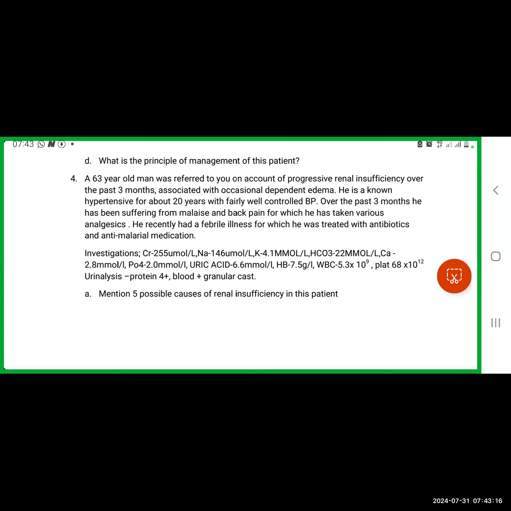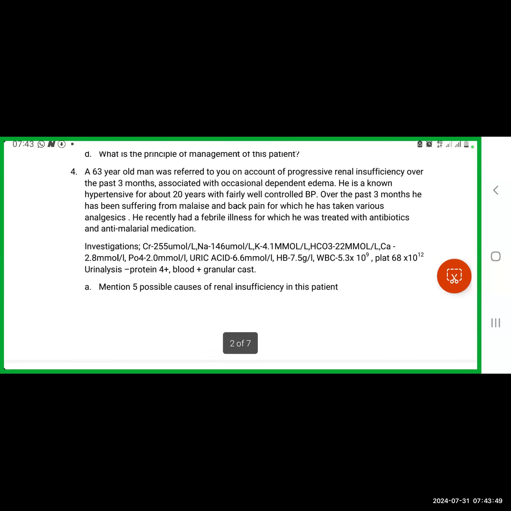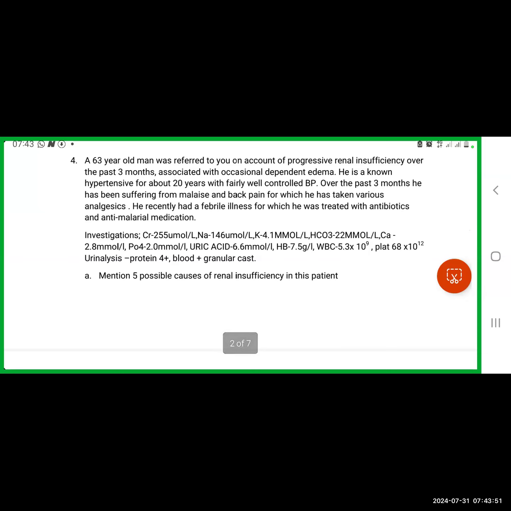Investigations revealed elevated creatinine of 255 micromole per liter, sodium of 146 millimole per liter, potassium of 1 millimole per liter, metabolic acidosis with bicarbonate of 22 millimole per liter, hypercalcemia of 2.8 millimole per liter, reduced phosphates of about 2.2 millimole per liter, and as well, uric acid 6.6 millimole per liter with anemia of 7.5 gram per liter.